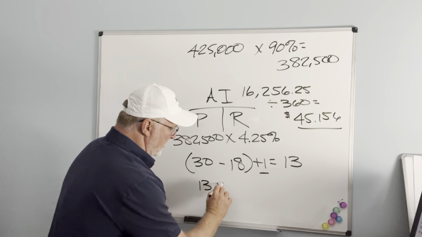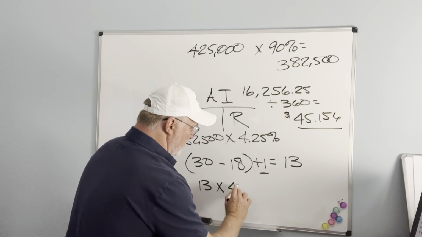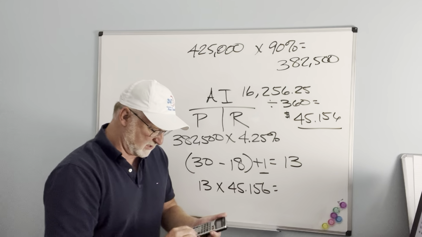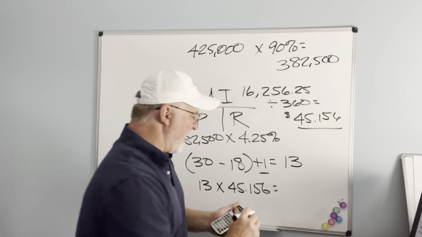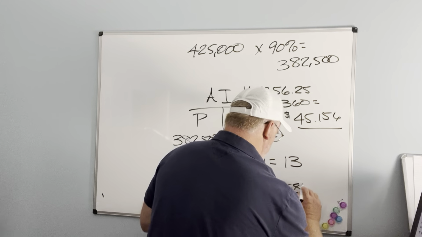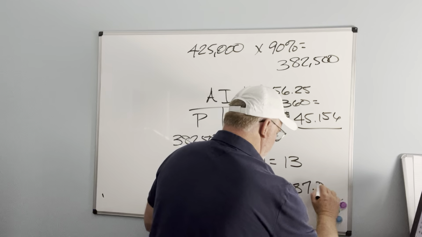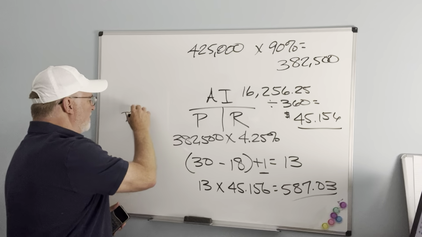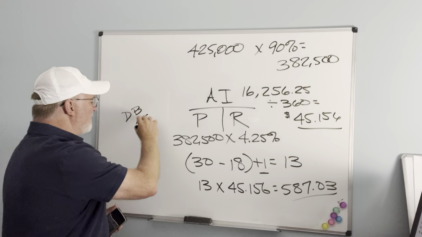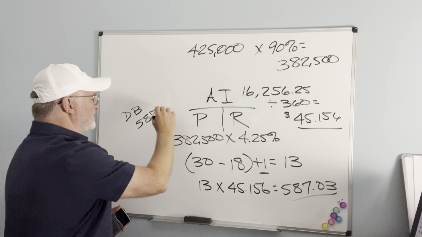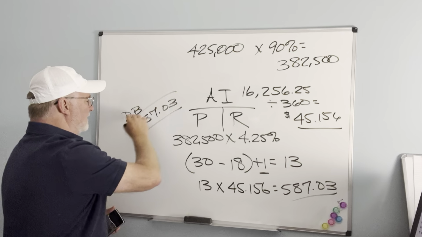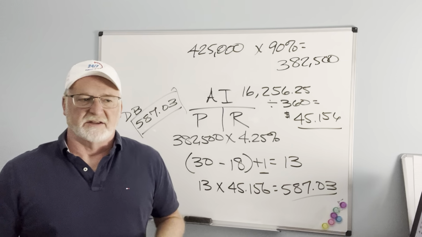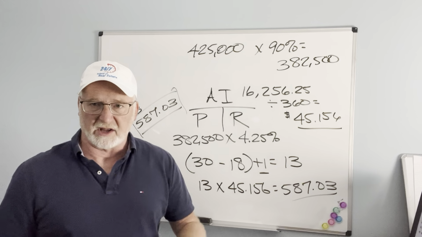And so the interim interest on this problem is going to be $45.15 times 13, which is $587.03. And that is completely a debit to the buyer. Why a debit to the buyer? The seller had absolutely nothing to do with interim interest, so the buyer is solely responsible for that.